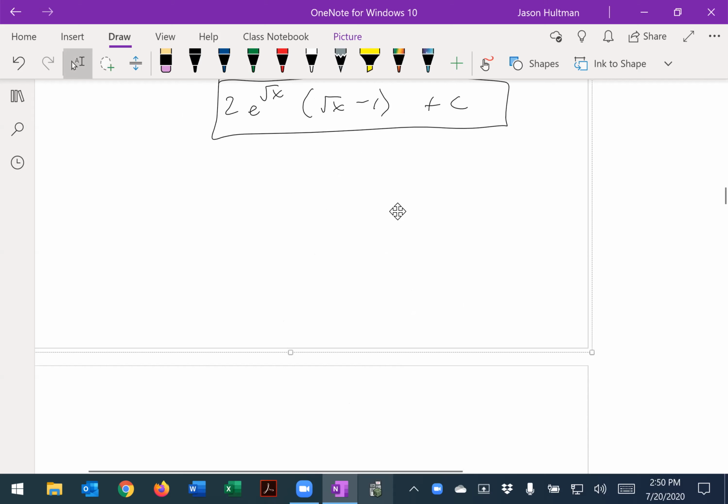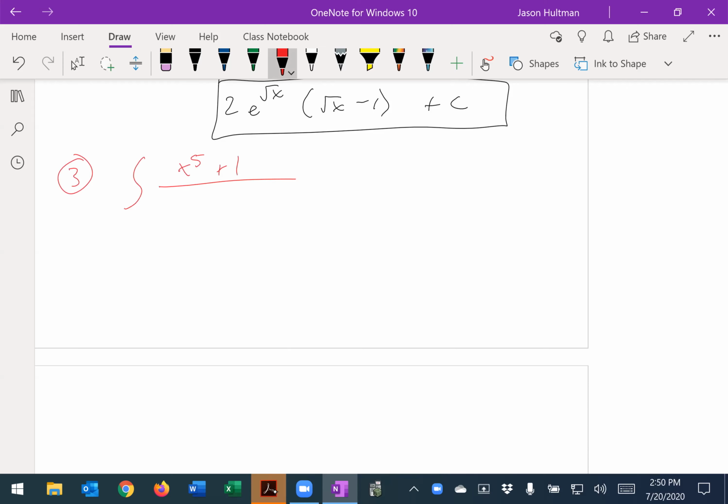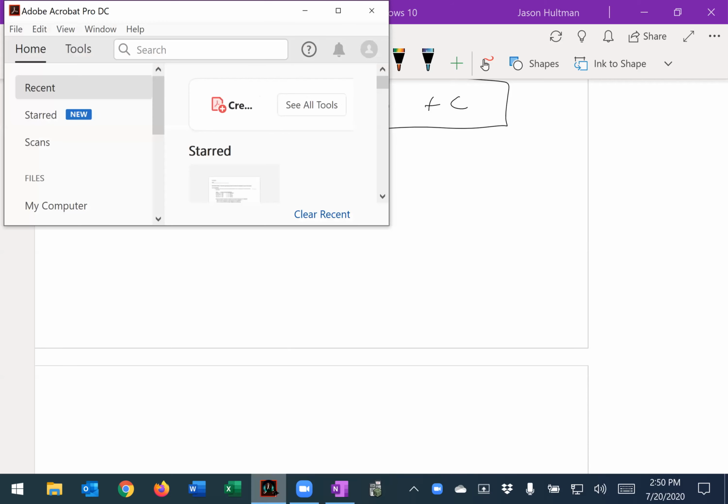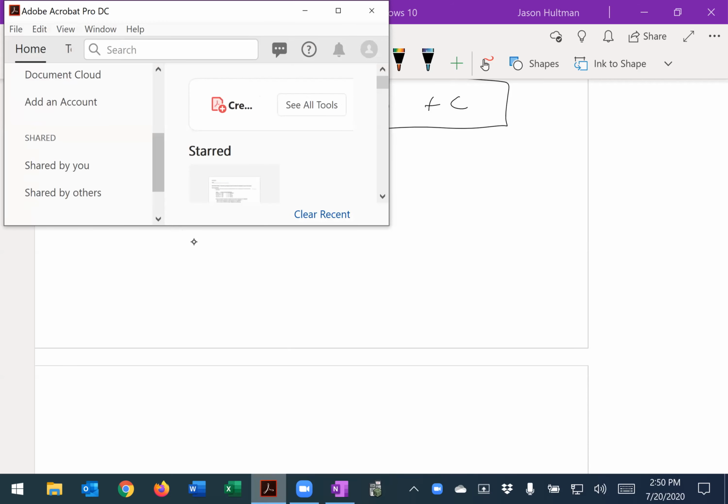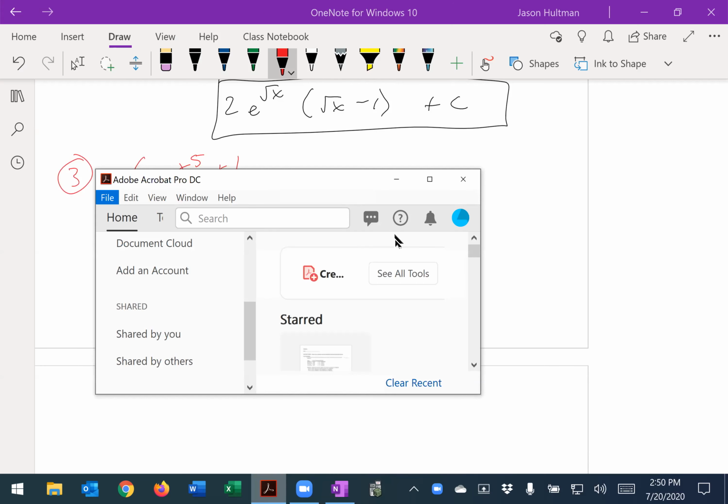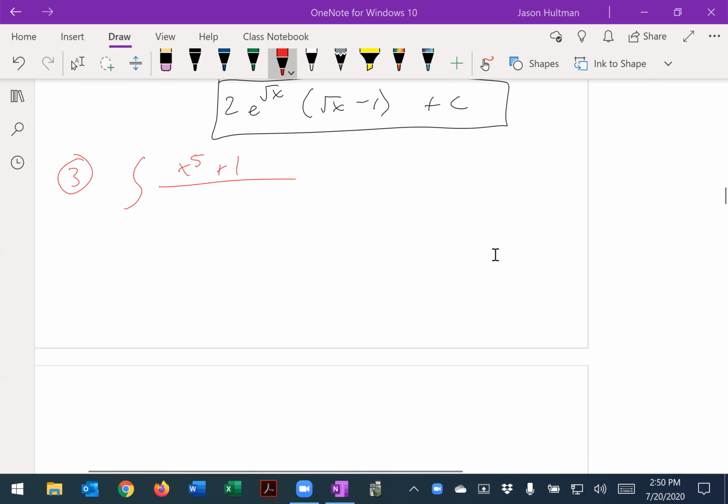Okay, let's go over number 3 here. Let me change pens. Okay, number 3. Let's integrate x to the 5th plus 1 over x cubed minus 3x squared minus 10x, dx.